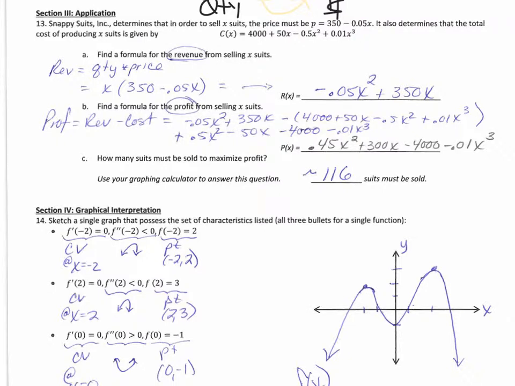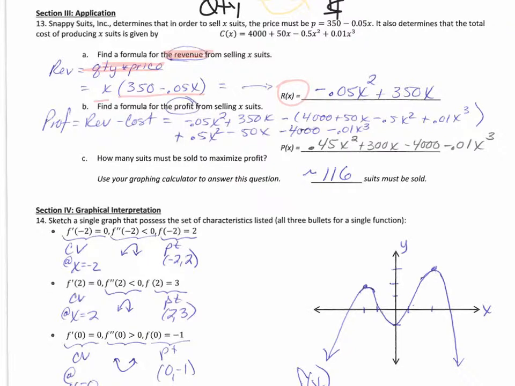What you need to do is find the formula for revenue, and revenue we know is quantity times price. Quantity is the X. Price they give you at 350 plus a negative 0.05x. And go ahead and distribute that X in and simplify the signs, and you get, here is your revenue function.